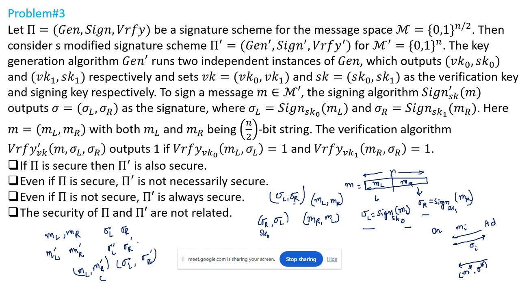It is just like we did in the MAC case, right? Tag generation, verify; there also we used to do this mix and match kind of attack to break the security of MAC systems. It is very similar to that for this particular question.